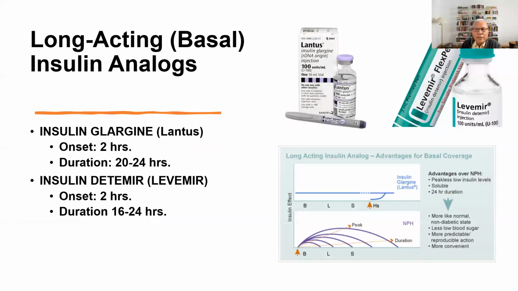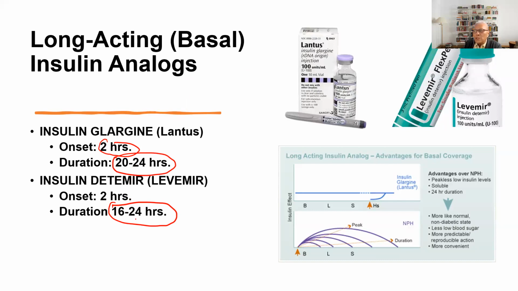All right. The other kind of medication or insulin preparation is your long-acting. And this is your basal insulin analogues. They have an onset of 2 hours and a duration of 20 to 24 hours. And look at this, they're basically similar, with the insulin detemir being shorter in its duration, 16 to 24 hours.